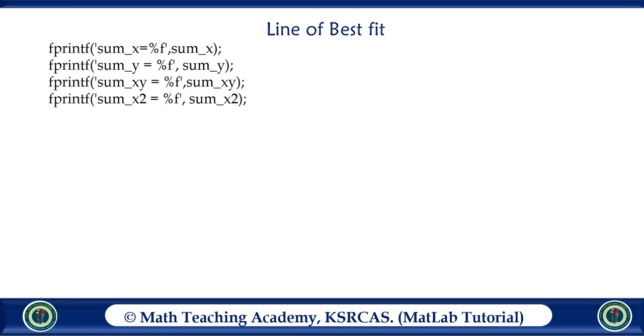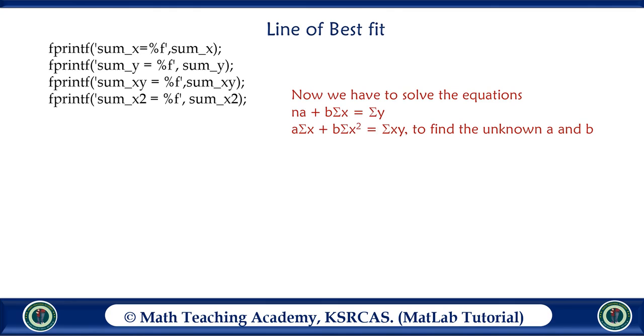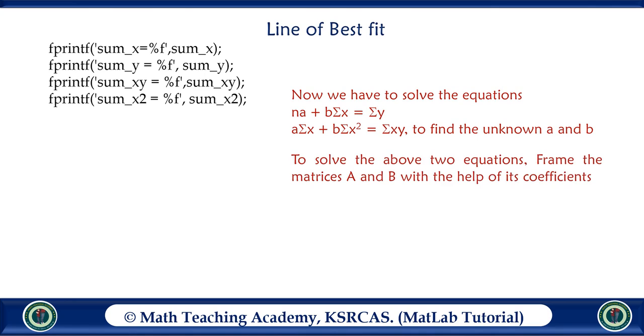Now all the computed values are printed. Now we have to solve the equations na plus b summation x equal to summation y, and a summation x plus b summation x squared is equal to summation xy, to find the unknown small a and small b. To solve the above two equations, frame the matrices capital A and capital B with the help of its coefficients.